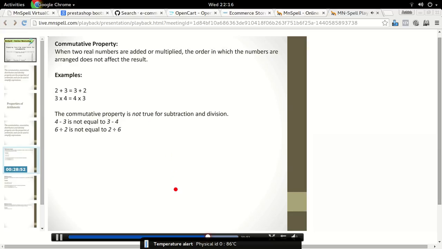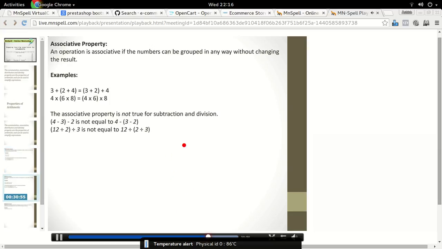Let's move on to the next property, which is associative property. Associative property is almost the same as commutative property. Either we add or multiply a group without changing the result. If we get like 3 plus (2 plus 4), 2 plus 4 is in the parenthesis.